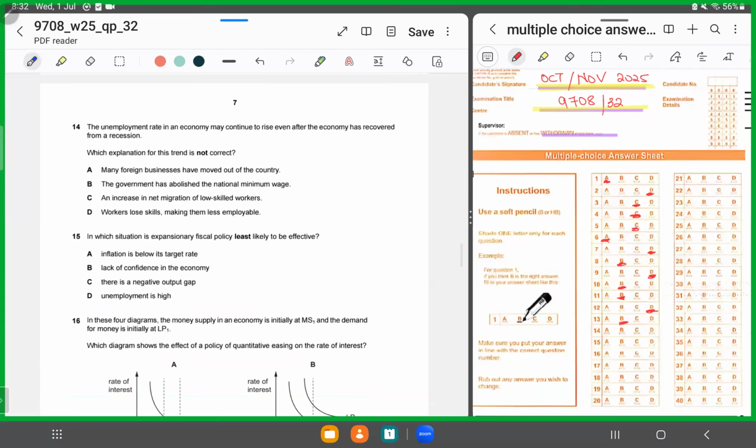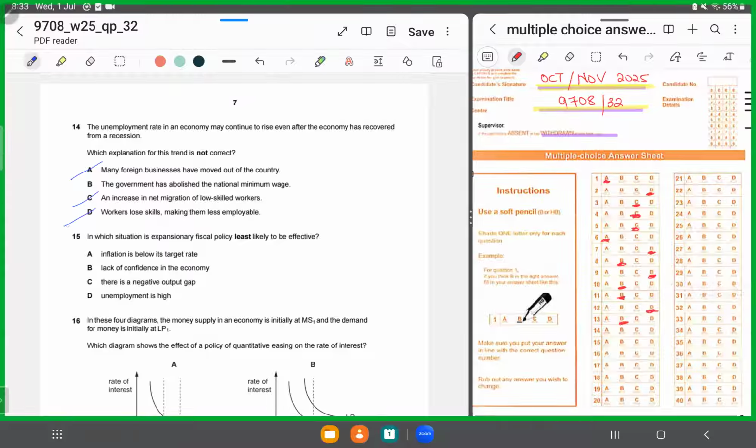The unemployment rate in an economy is continuously rising even after the economy has recovered from a recession. Which explanation is not correct? Now, many foreign businesses have moved out of the country. If foreign businesses keep on moving out, unemployment will rise. So it cannot be A. C says an increase in net migration of low workers. D says workers lose skills. Both C and D will be the causes. Even after the recession is recovered, they could be the causes for continuous unemployment.